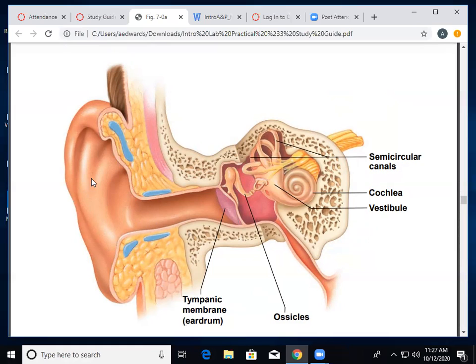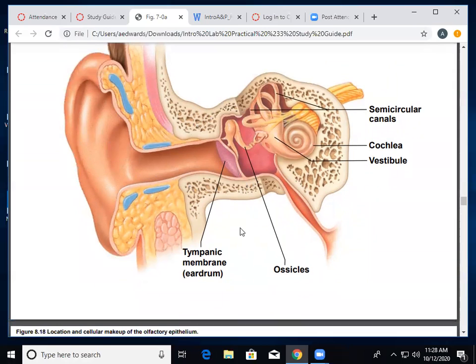All right, so we've talked about vision. Now let's transition to hearing. For hearing, now look at some more structures. So this is your tympanic membrane.